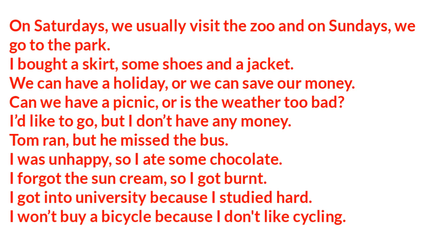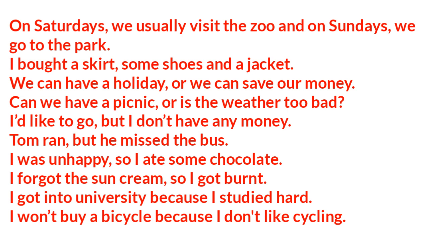Then look at the next one. I bought a shirt, some shoes, and a jacket. Here, a list of items is given. So after each item, a comma is given, and before the last item, we added and. The conjunction and is used before the last item.